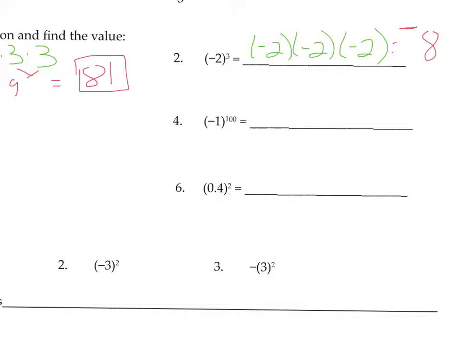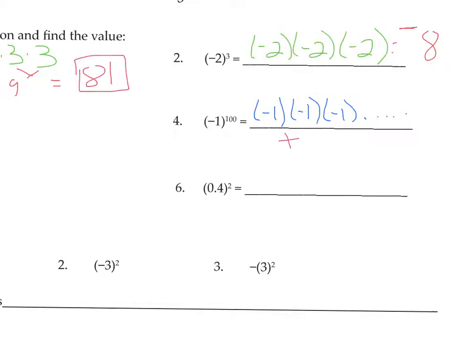Negative 1 to the 100th power. All right, we know the base is negative 1. I really don't think we have the time or the space to write out 100 of them, but there will be 100 of them. The key here is how many negative signs will there be? There will be 100 negative signs. So when there's an even number of negative signs, the product comes out positive.